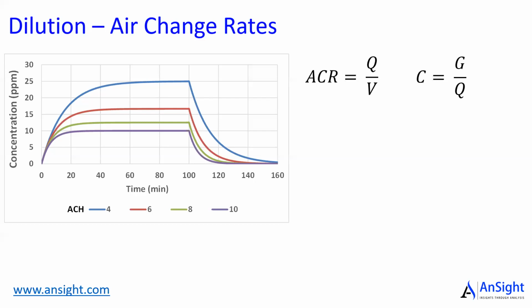If you know the generation rate of the contaminant and you divide it by the supply flow rate, this is kind of a well mixed, if you will, concentration in the room. So this is how the concentration, how the dilution works with the air change rate. If there is a contaminant source, it starts polluting the room, and then the concentration goes on increasing.